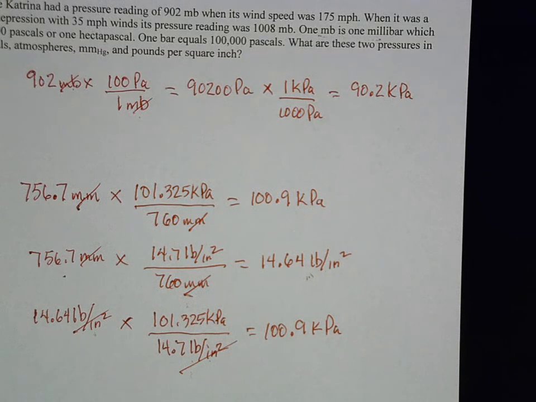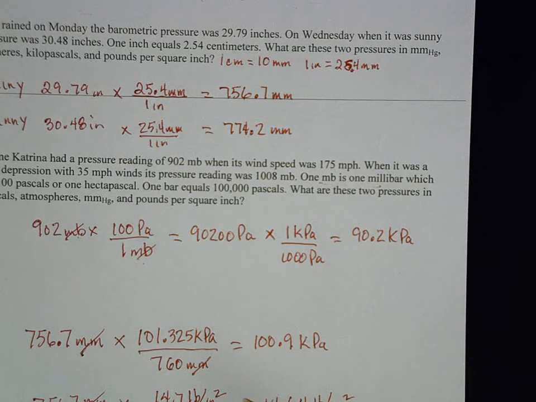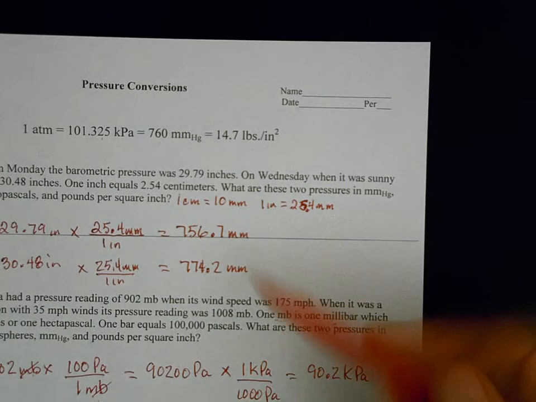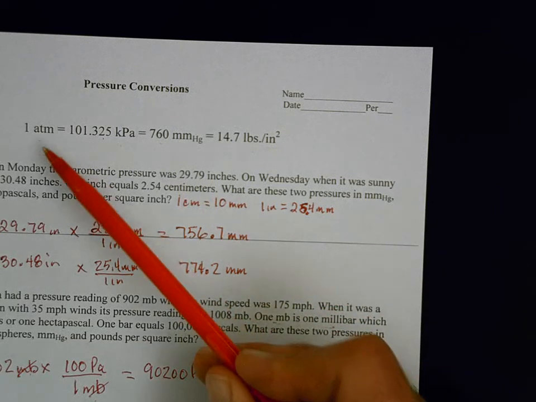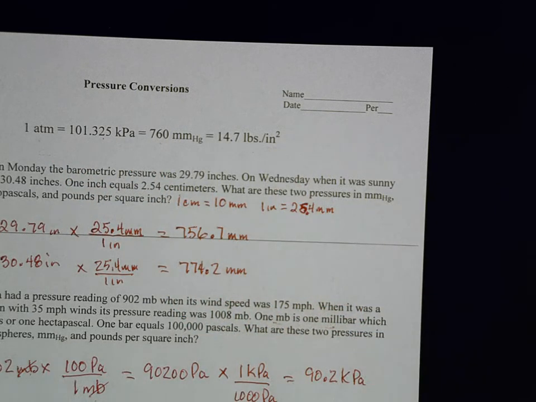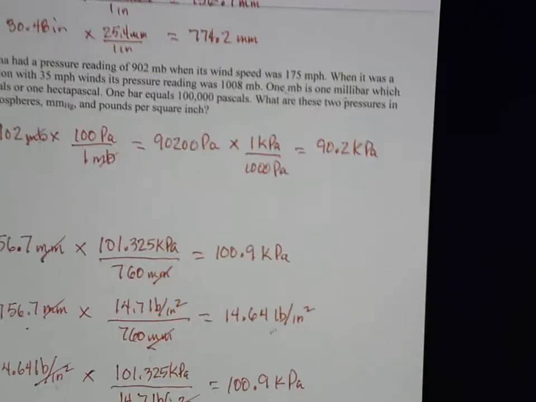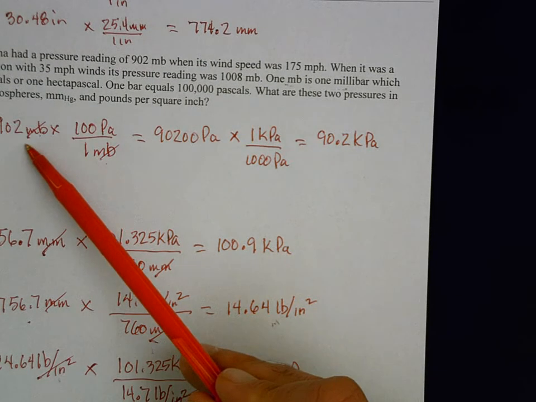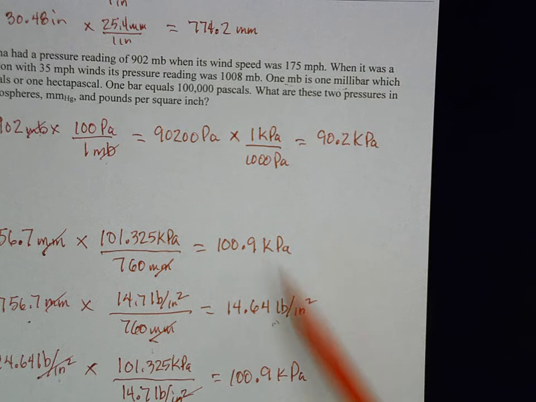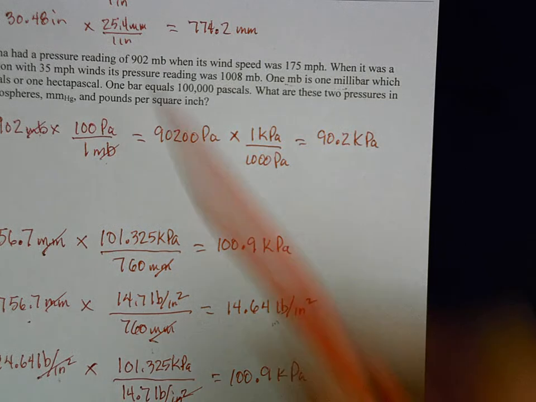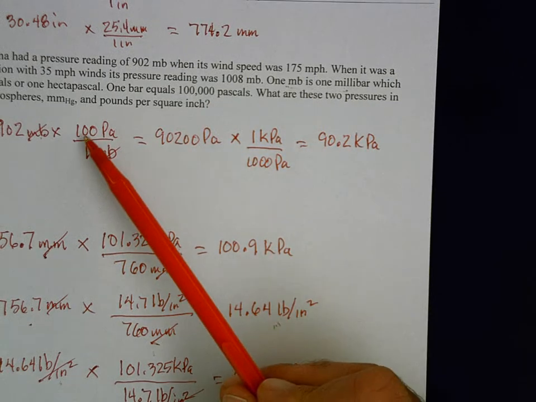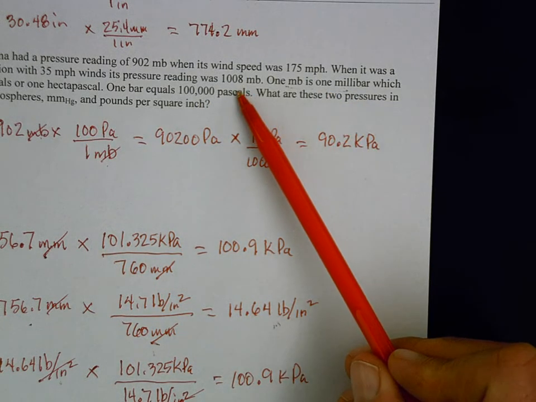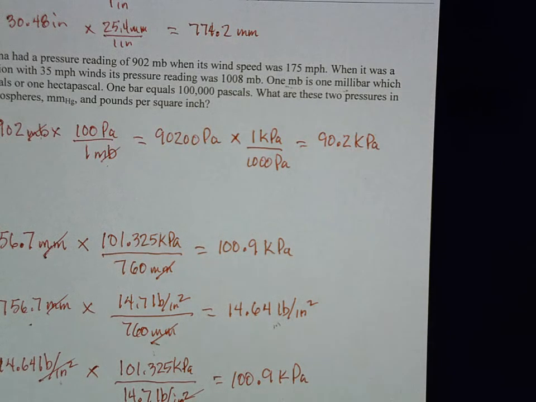So part of your homework will be to finish this so that up here for number 1, now that I have them in millimeters of mercury, I need to switch them into atmospheres, kPa, and pounds per square inch. And for the second one, well, I got started with the 902. Here it's in kPa. Here it's in pounds per square inch. Have to do the atmospheres, and also want to change the 1008 millibars so that it's in the different units.